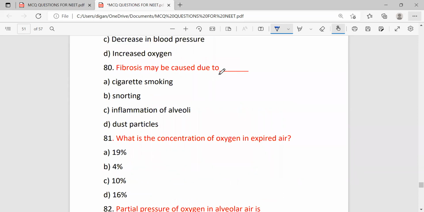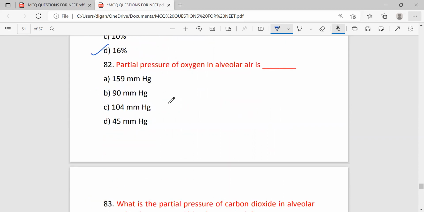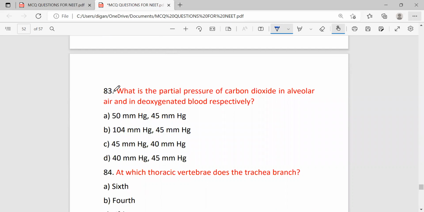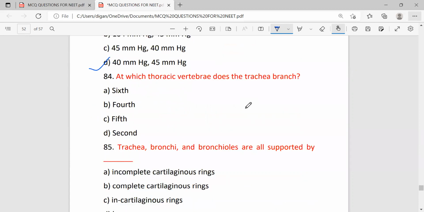Fibrosis may be caused due to, for question number 80, the correct option is D, that is dust particles. Now go for question number 81. What is the concentration of oxygen in expired air? Correct option is D, that is 16%. Partial pressure of oxygen in alveolar air is, for 82, C, 104 mmHg. Next, 83. What is the partial pressure of carbon dioxide in alveolar air and in deoxygenated blood respectively? For 83, correct option is D, 40 mmHg and 45 mmHg.